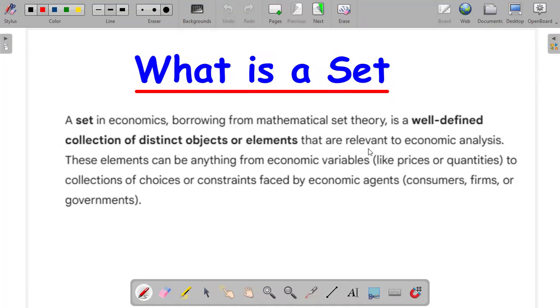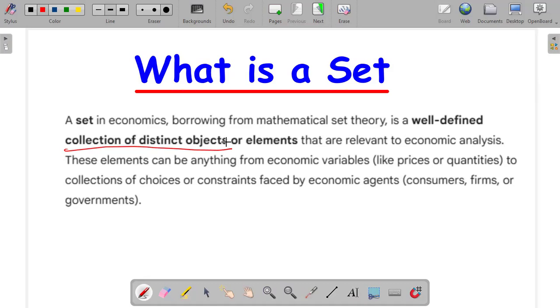I'm sure you've heard of the word before or have seen the word set. So, a set, of course, we're gonna define this mathematically. We're just saying that it's a collection of what? Of distinct objects. It's a well-defined collection of what? Distinct objects, or elements.